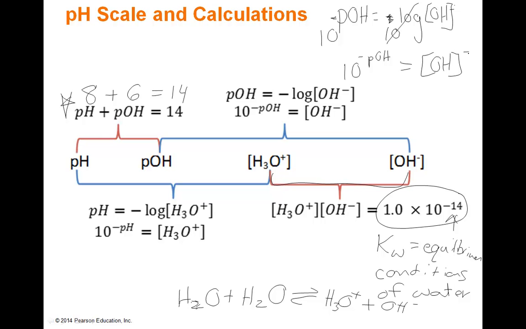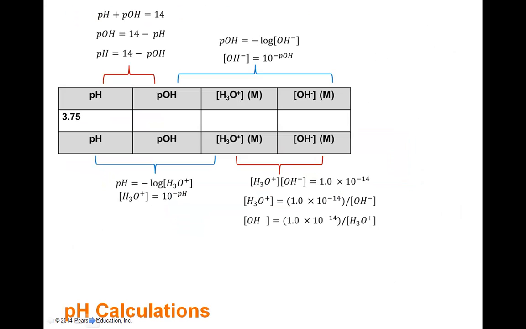So we can use that to go back and forth. So if we know our pOH, we can figure out our hydroxide ion concentration. If we know our hydroxide ion concentration, we can figure out our pOH. We can go back and forth. It's the same way down here for pH. If we know our pH, we can figure out our hydronium ion concentration using this equation. If we know our hydronium ion concentration, we can figure out our pH. We can go back and forth. Alright, so let's look at some examples of this.